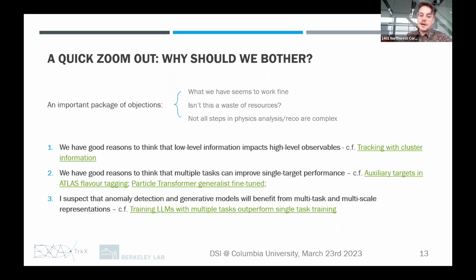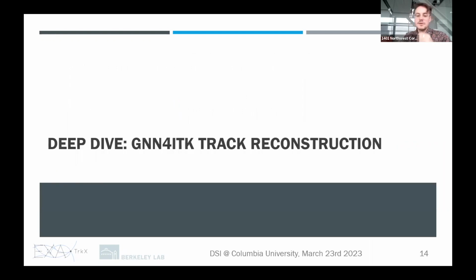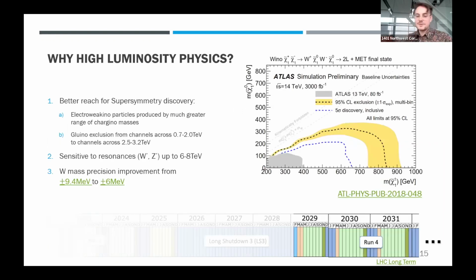The final one is not hard and fast evidence, but I suspect that other tasks we have in physics that aren't clearly just classification and regression, but more exotic tasks like anomaly detection and generative models, will benefit from having multitask and multi-scale representations. And we see that in large language models as well. So let me put that there, but feel free to ask questions and push on that point if you're curious.